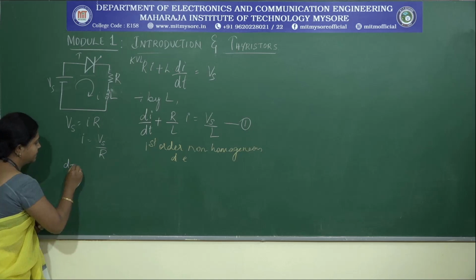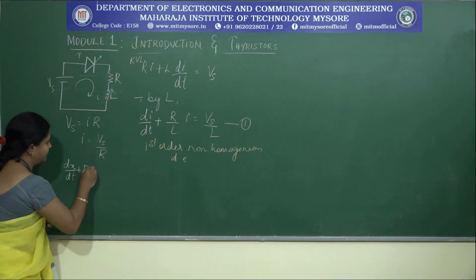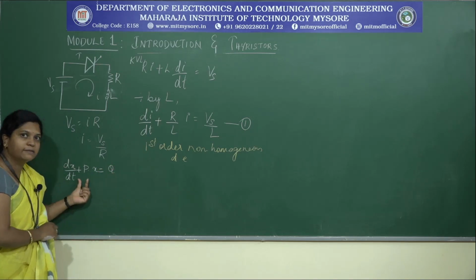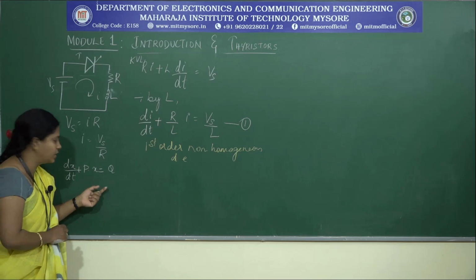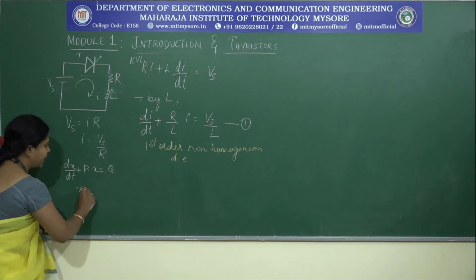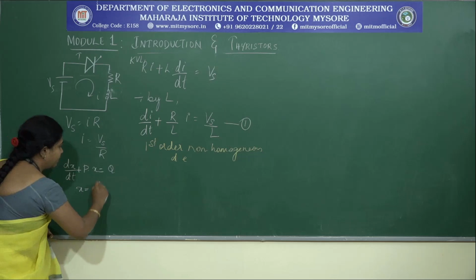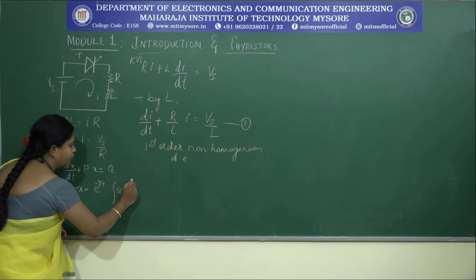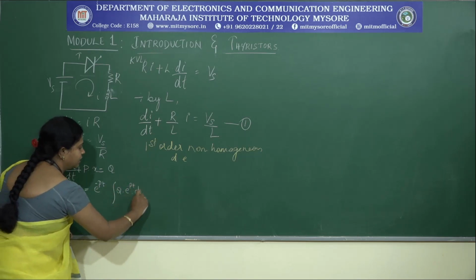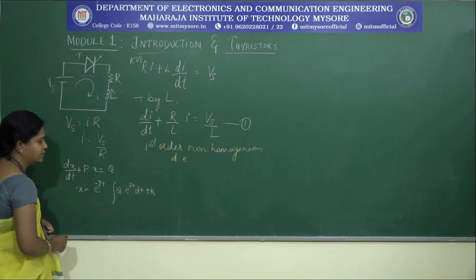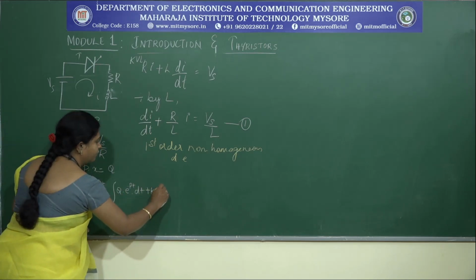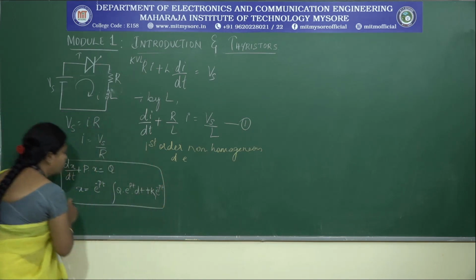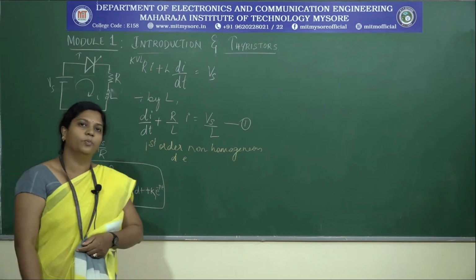you might have studied. Let me say dx/dt plus p into x is equal to q. So, the solution for this first order non-homogeneous differential equation can be written as x is equal to e to the power of minus pt into integration of q into e to the power of plus pt into dt plus the integration constant k1 into e to the power of minus pt. This is the generalized solution for a first order non-homogeneous.